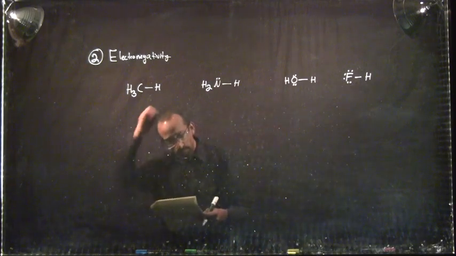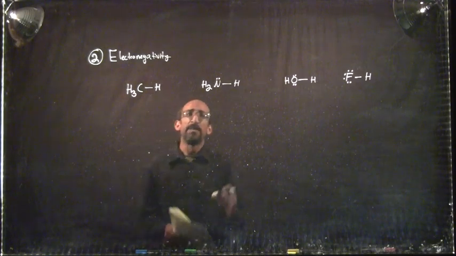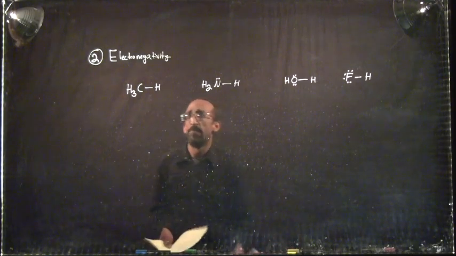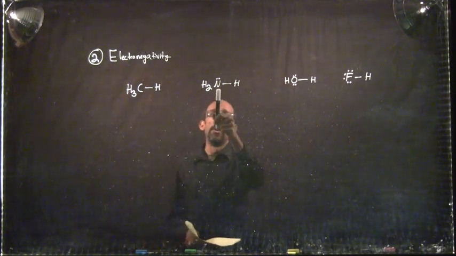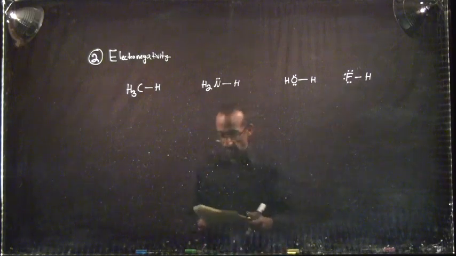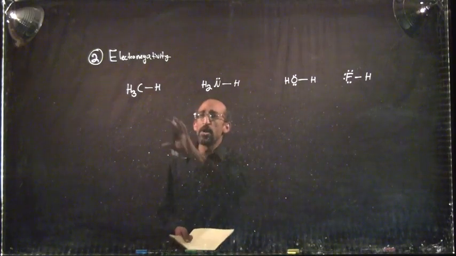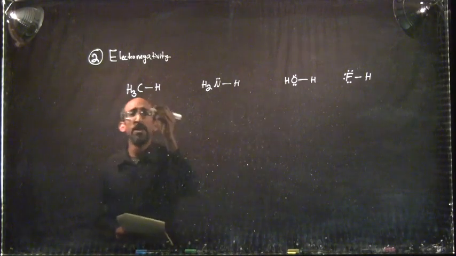And so now we are interested in the electronegativity of the atom that's directly bonded to our acidic hydrogen. So for methane, that's going to be carbon. For ammonia, that's going to be nitrogen. For water, that's oxygen. And for HF, that's going to be fluorine. Now, I'm going to go ahead and list out the pKa's for these four different potential acids.